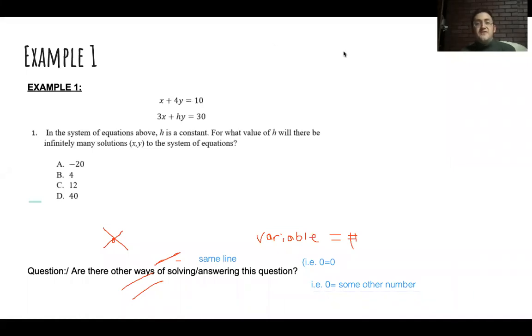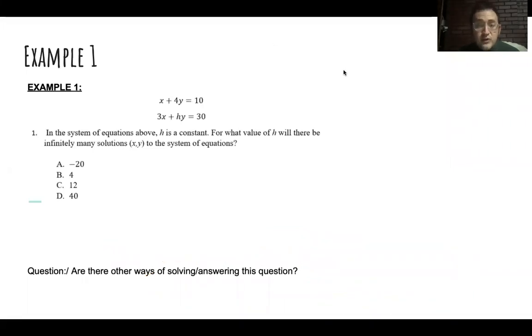All right, so this is what I like to call the K question, or sometimes they use letters other than K. This is the H that they use. And it says find the value of H for where there will be infinitely many solutions. So our goal is to get 0 equals 0. So I want to be thinking about when I'm doing some type of elimination.